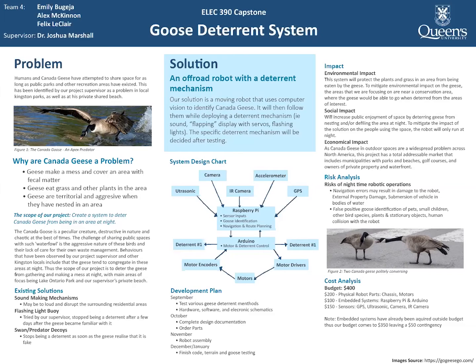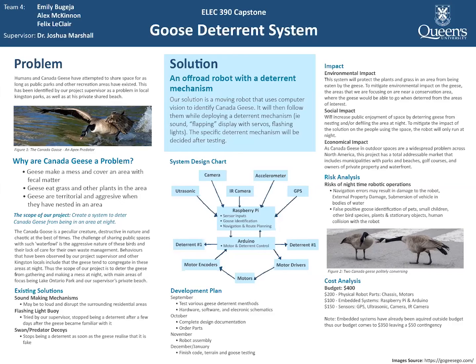Existing solutions that have been explored by our supervisor, as well as others affected by this problem, include sound-making mechanisms, a flashing light buoy, and swan or predator decoys. These solutions have been proven ineffective, and in many observed cases, the geese become familiar and unfazed by buoys and decoys, and sound-making mechanisms tend to be too disruptive to the surrounding community.